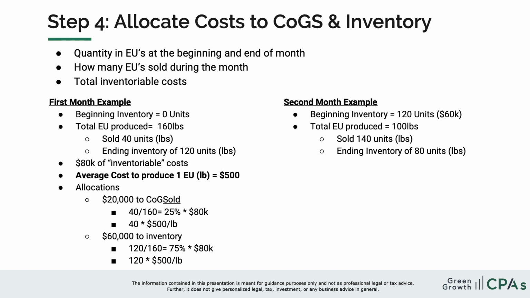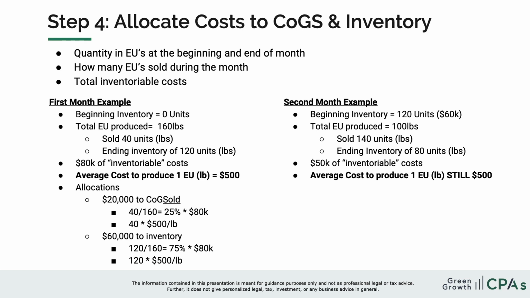Now, the total units produced in month 2 is 100 pounds. We sold 140 units in plant pounds. And the important thing to notice is that we sold more than we produced. And that's where this whole reason of having inventory costs is very, very important. And then the ending inventory is 80 units. Now, in month 2, we had $50,000 in inventoriable costs. So let's set up this ratio and do this allocation.